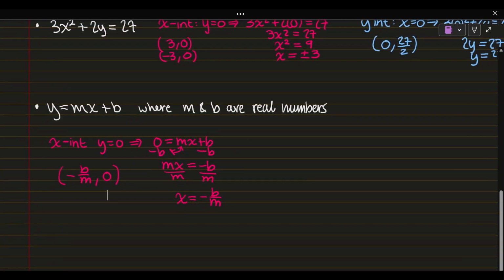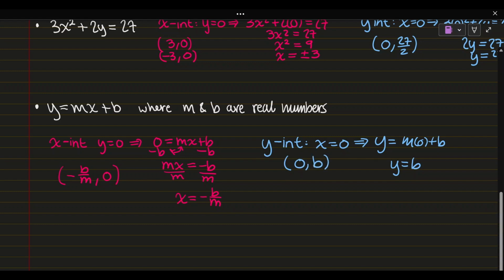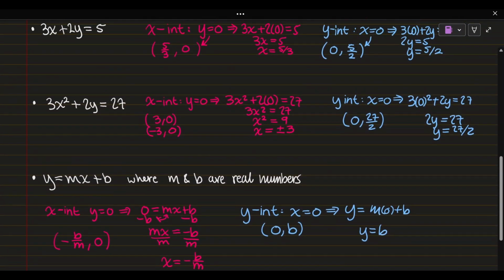Now to find my y-intercept, I set x equal to 0. This means that I have y is equal to m times 0 plus b. So y equals b. And that tells me that my y-intercept is 0, b. And we know that already because the slope-intercept form tells us the slope m and the y-intercept b. Okay, and that kind of wraps up what I wanted to say about intercepts.